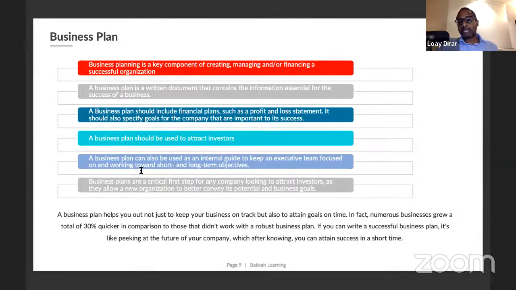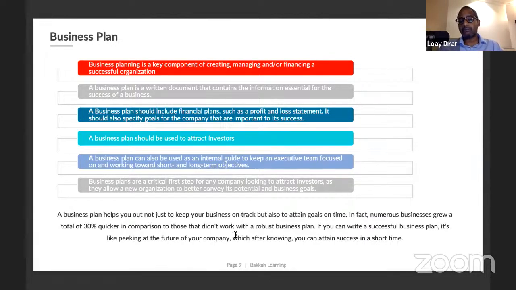A business plan can also be used as an internal guide to keep an executive team focused on and working toward short and long-term objectives about the business. You can think of a business plan as more of a strategy document. So it can easily replace a strategy if that's a common approach followed by the business.